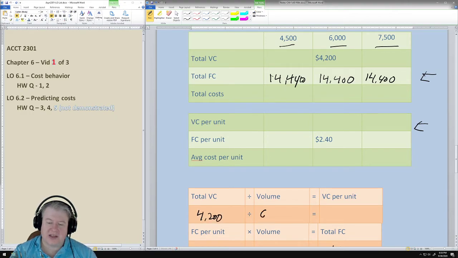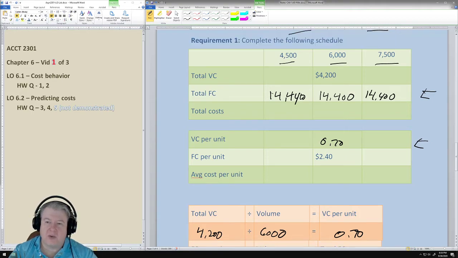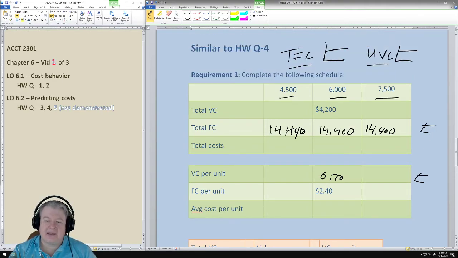And that's for 6,000 units. Can I divide those out and figure out what my per unit cost is? Well, it comes out to be 70 cents. And we know from understanding cost behavior, that's like saying the tires are $4 no matter how many bikes you build. Each bike will have $4 worth of tires on it. So that's the same with this. Whatever this variable cost is, no matter how much you make, each unit is going to have this much of the variable cost. So now we have this.